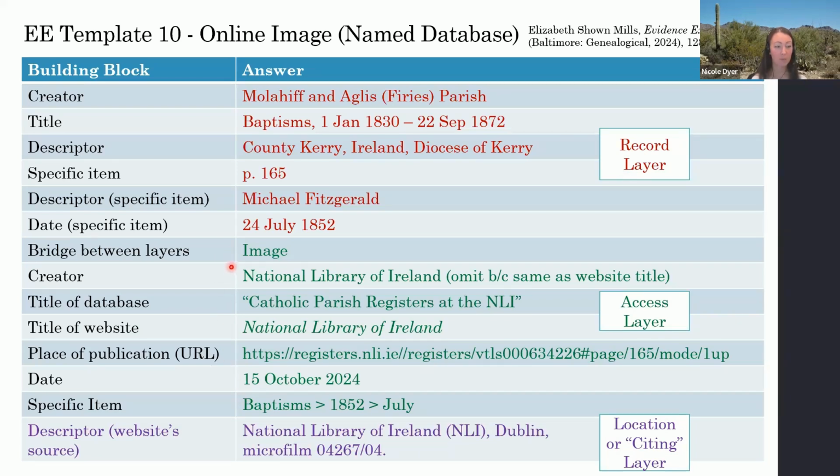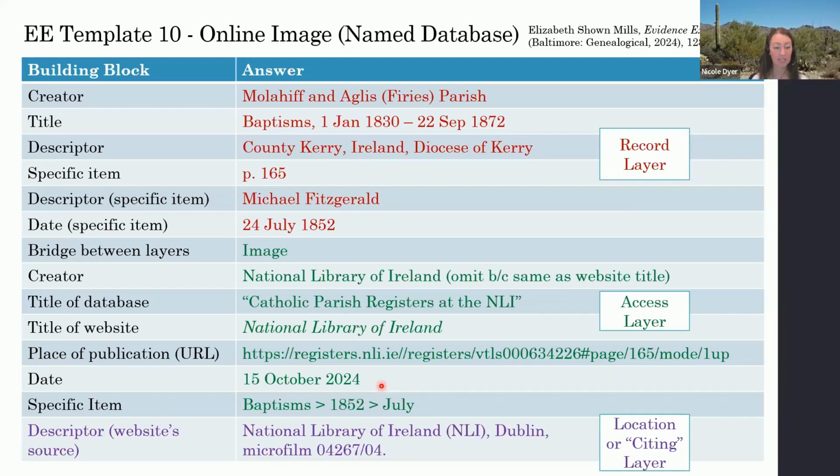So in Evidence Explained, one of the building blocks is this bridge between layers, and usually it's showing what type of item you viewed, and we viewed an image. The creator is the National Library of Ireland, but we're going to omit this because it's the same as the website title. The title of the database is Catholic Parish Registers at the NLI. The title of the website is National Library of Ireland. The URL is this. The date we accessed it, October 15th.